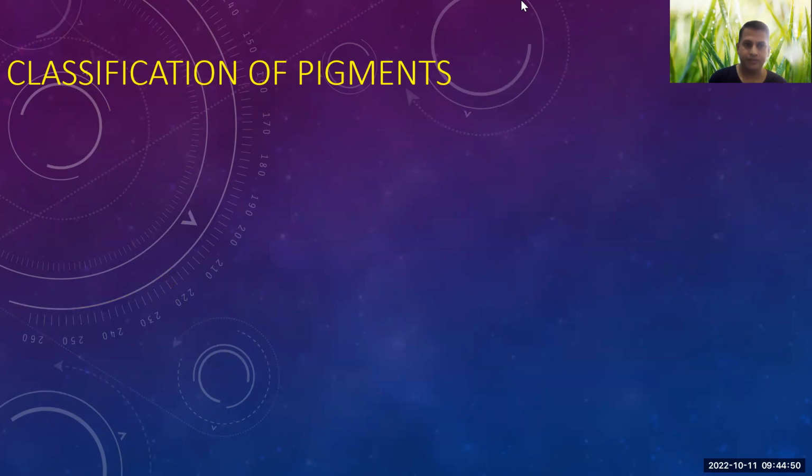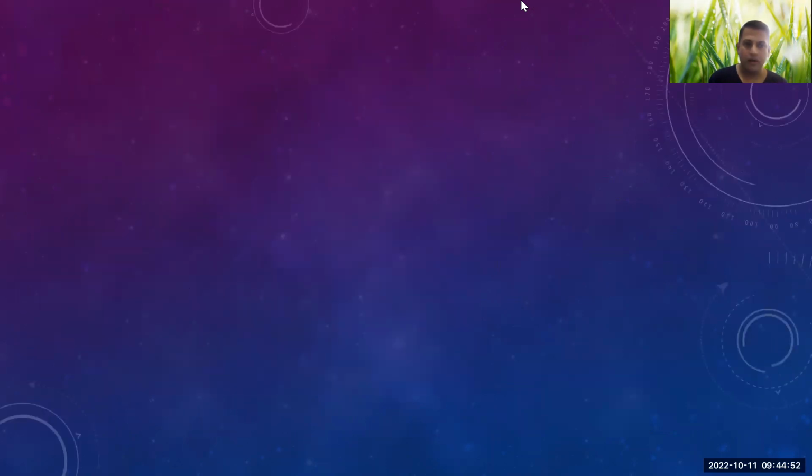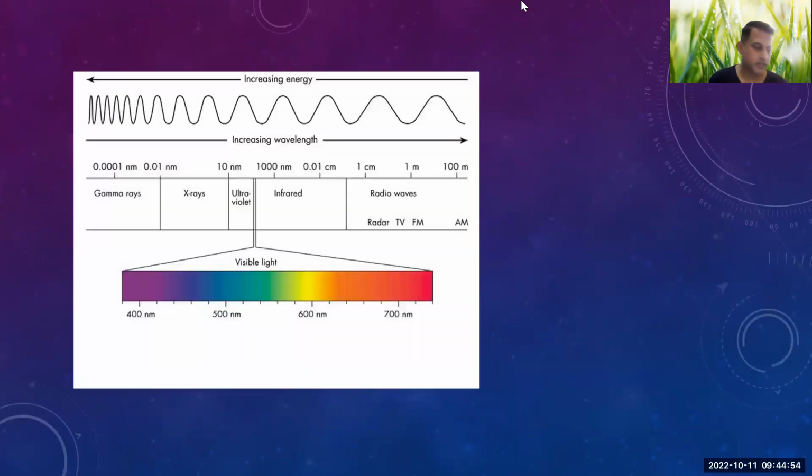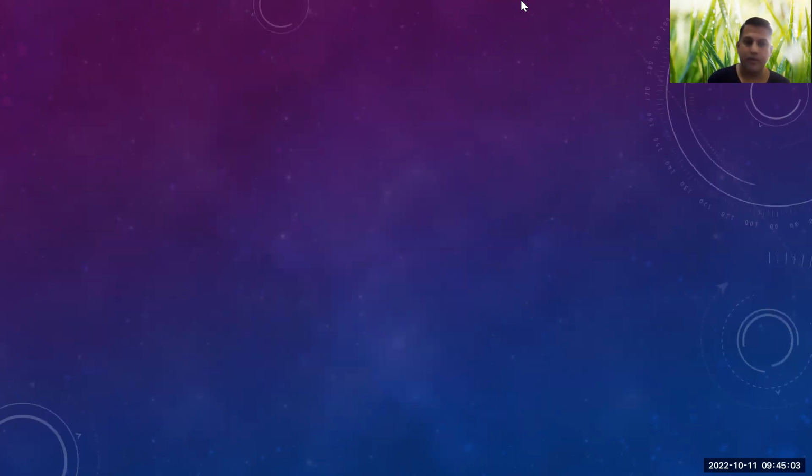Okay, next we have to learn a little bit about the light because light brings the energy. Where do we get the light? We get the light from the sun. So what brings us the light? It brings us the energy.